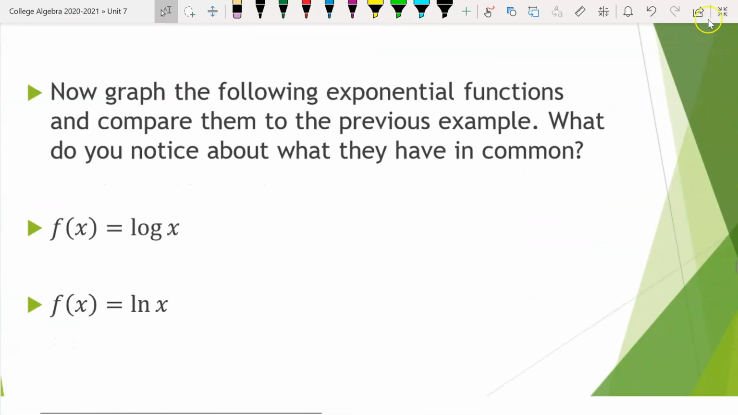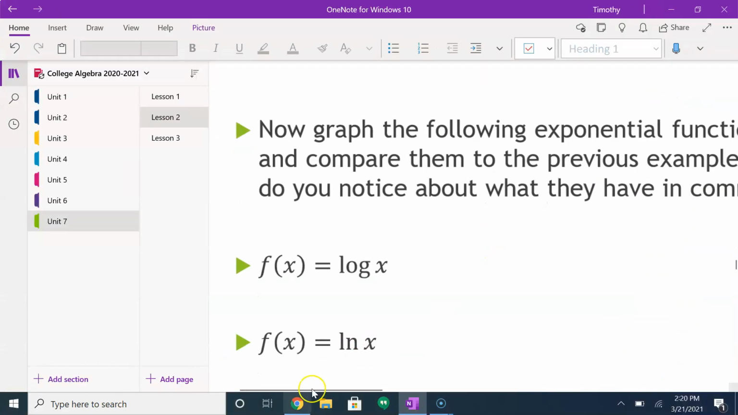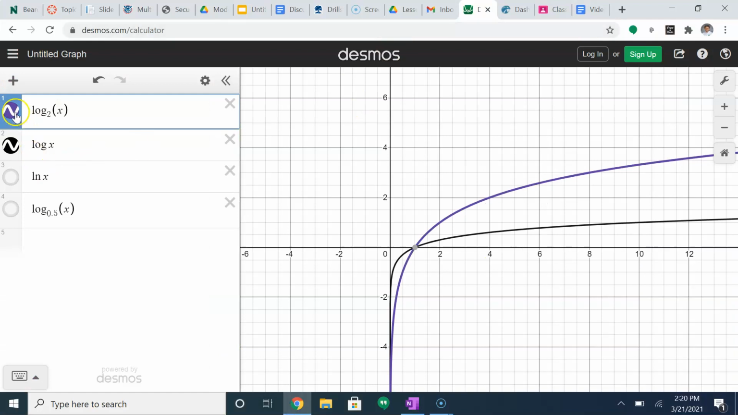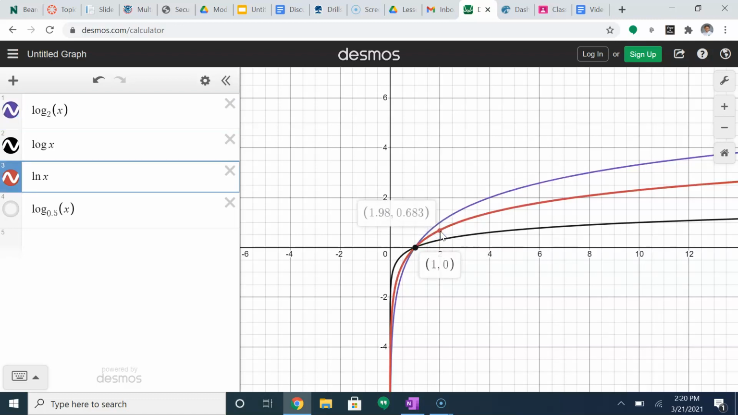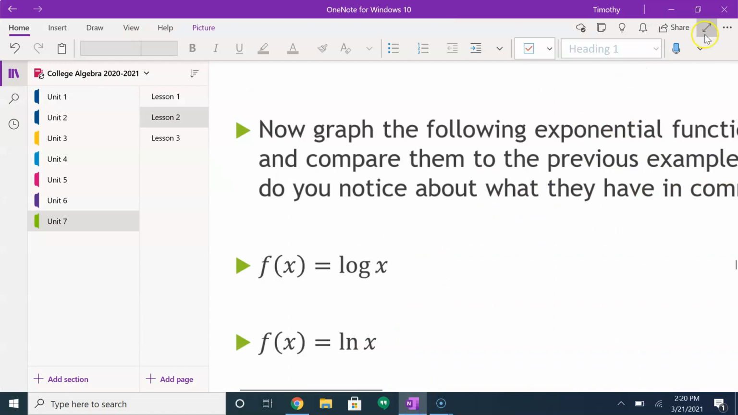So now it says natural log and log, graph those. So if you graph both of these, notice they all have an x-intercept of 1. There is no y-intercept, they don't cross the y-axis. Natural log is very close to base 2, just not quite there. Right? So those are just some common similarities. They're always going to be increasing, stuff like that.